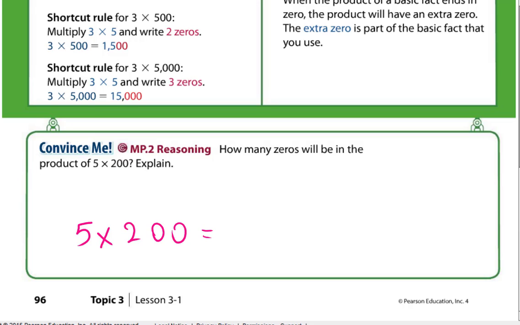Okay, we'll start first with the zeros. How many zeros in here? 200. Okay. And now, 5 times 2 is 10. So these two zeros are dropped because it's 200. And after that, 2 times 5 is 10. So the answer is 1000.